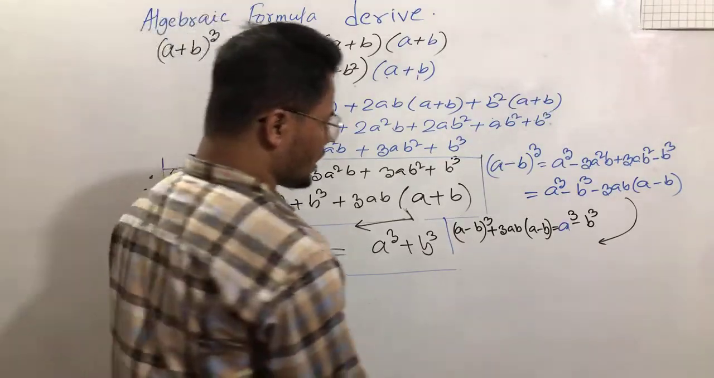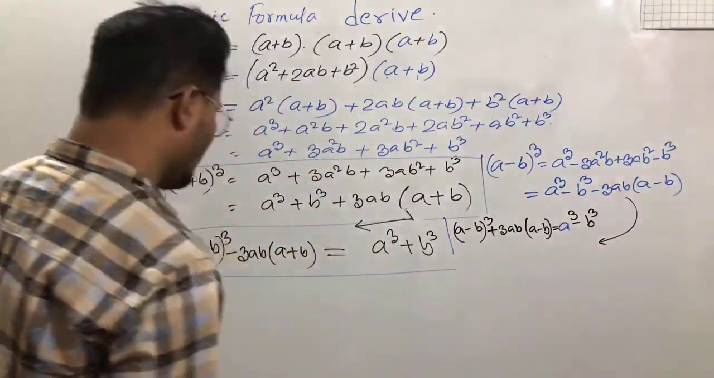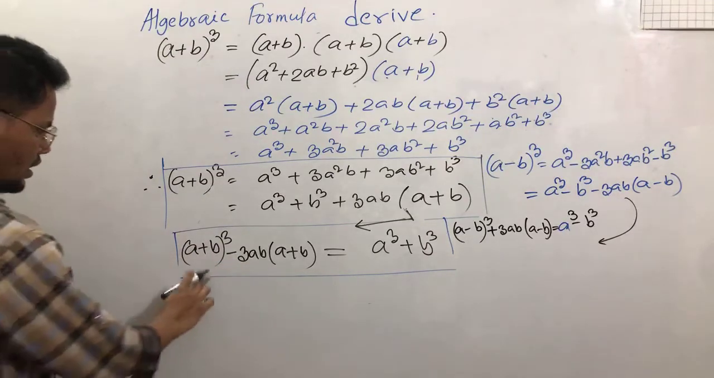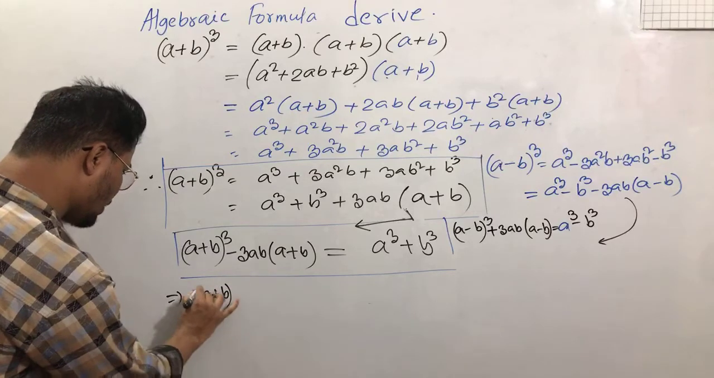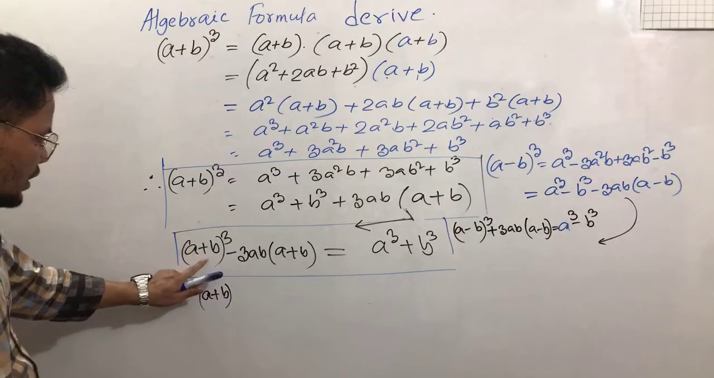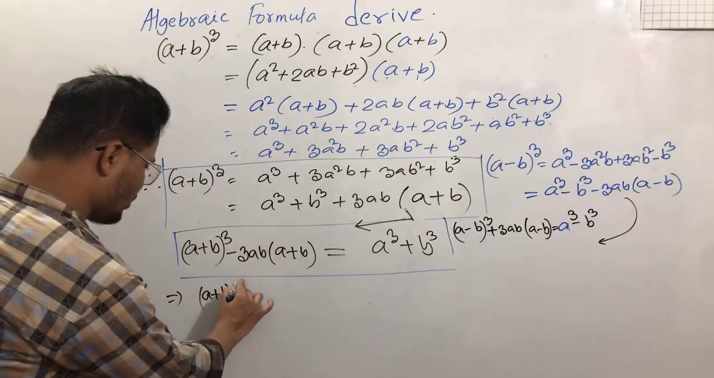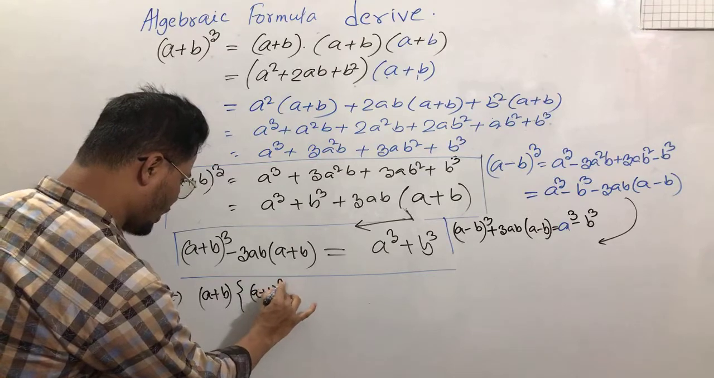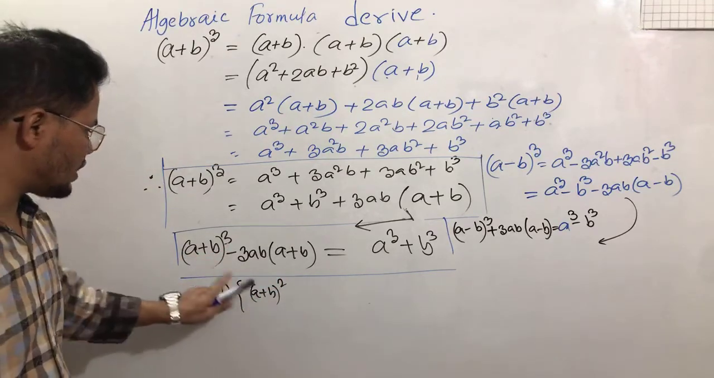Okay, if you take the common here, like this one, we can write another line. Which one is the common on the left side? On the left side, a plus b is the common, because this is a plus b, and there is also a plus b. So a plus b is common. The remaining is a plus b whole square, because this one is cube. So only a plus b is common, and the remaining is a plus b whole square.